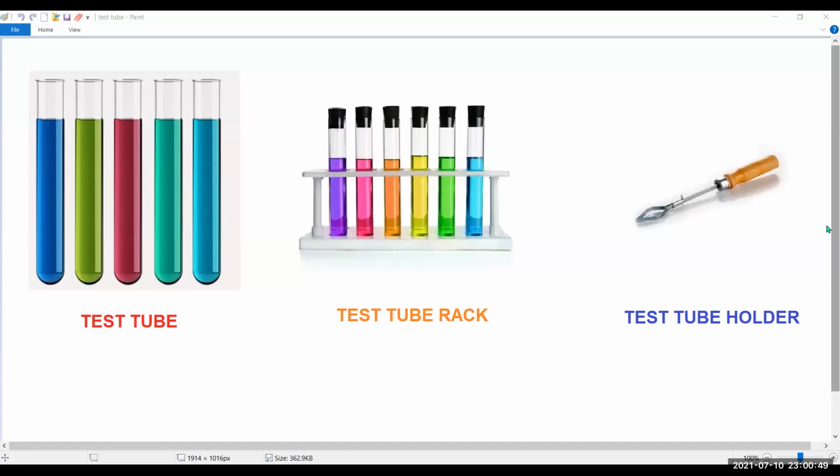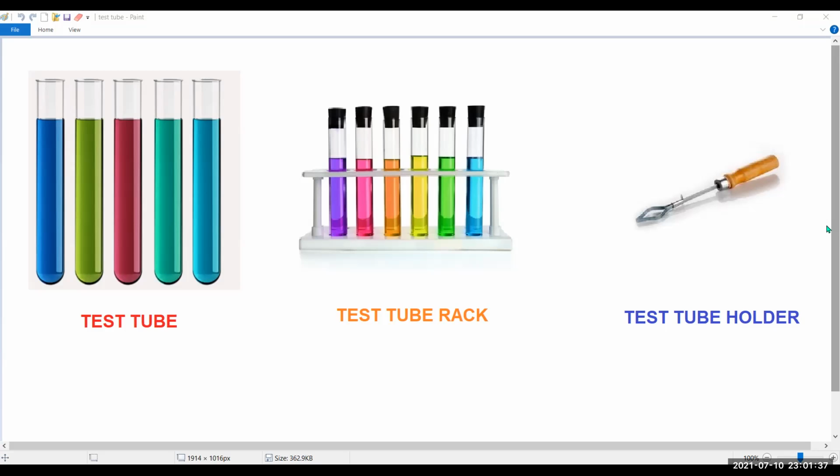Now, children, let us discuss some common laboratory apparatuses. 1. Test tube. A test tube is a thin glass tube with an open top and a rounded U-shaped bottom. It is used to hold materials for small-scale laboratory tests. It is available in various sizes. Now, for boiling, a boiling tube which is made up of borosilicate glass is used. Borosilicate glass is heat-resistant glass.